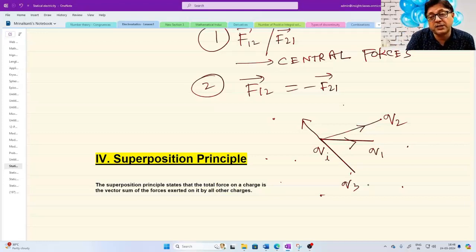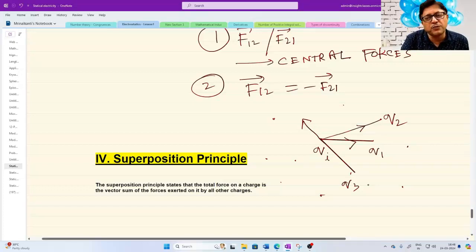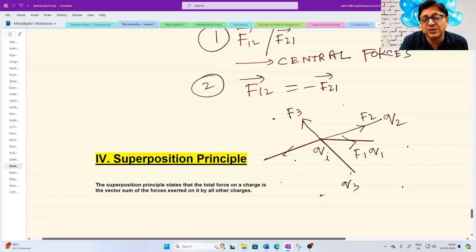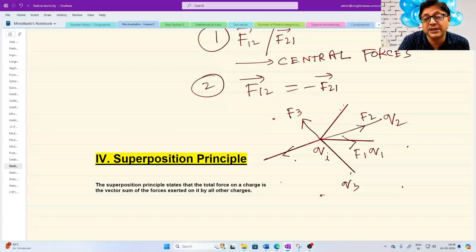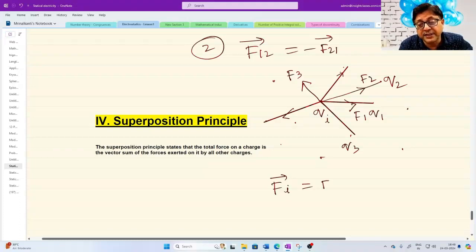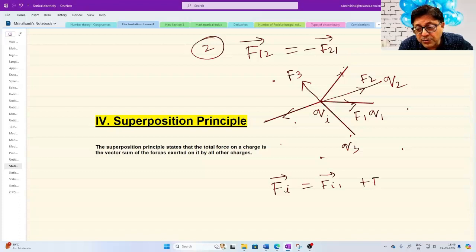Net force experienced by charge is the vector sum of all the forces. Suppose this force is F1, this force is F2, and this one is F3. Net force is vector sum of these three forces, or many, because force due to this charge also may be repulsive, may be attractive. Here also another charge there, maybe it may be experiencing attractive force or repulsive force, whatever. So net force experienced by Qi, this arbitrary charge, that if we take Fi, this will be the vector sum of force due to charge 1, due to charge 2, force due to charge 3.